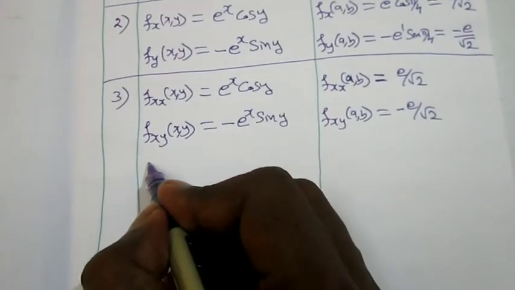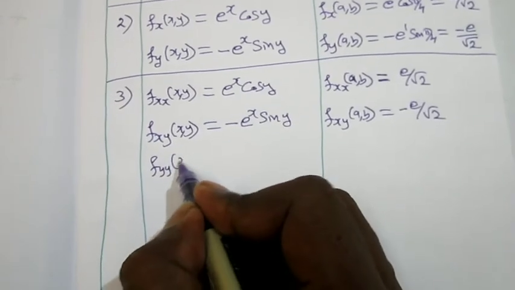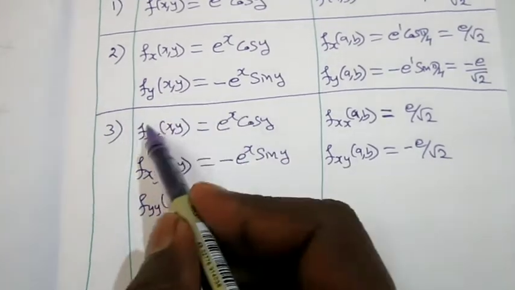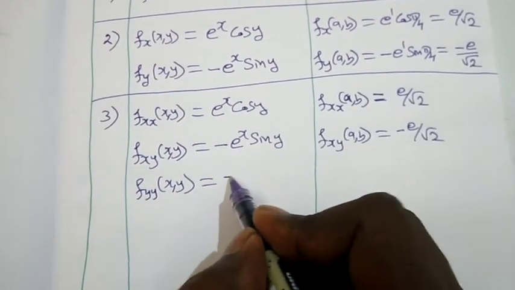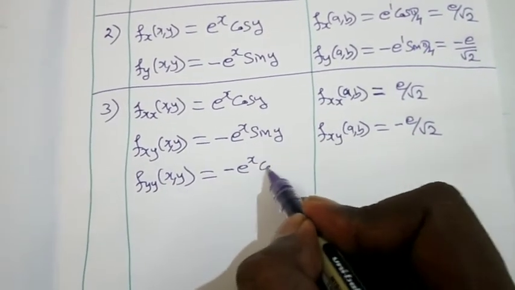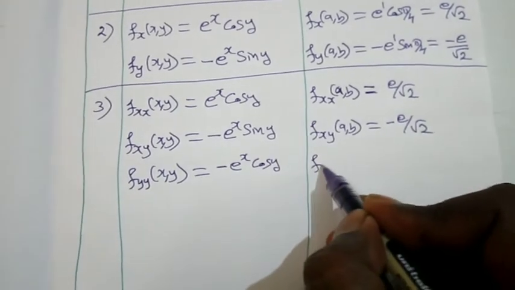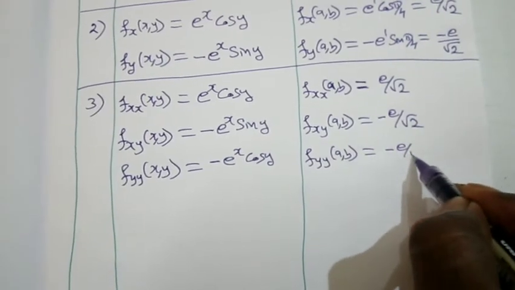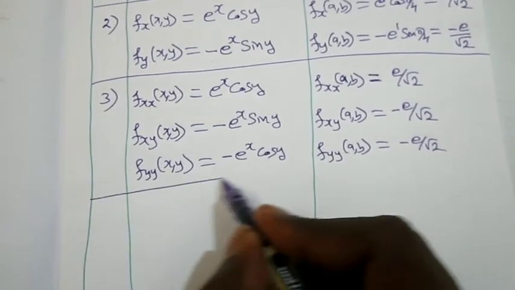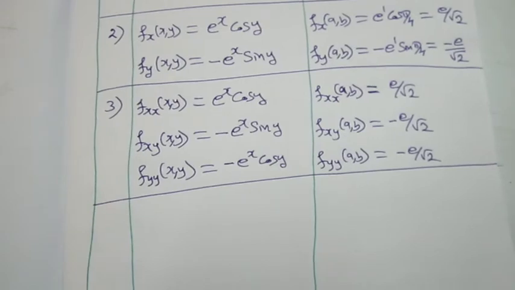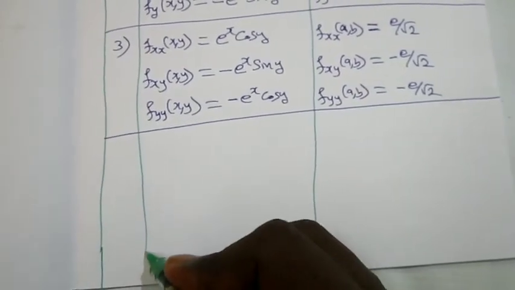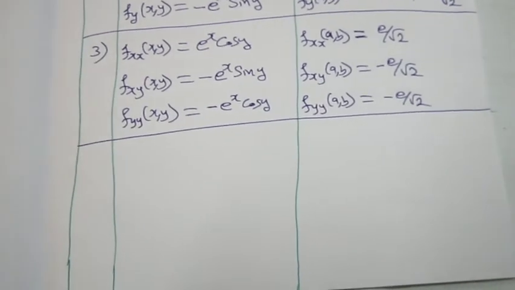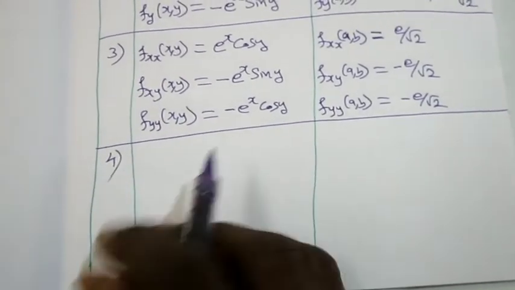Okay, next fyy of x comma y. Already we found fy, one more time with respect to y, sin y differentiated is cos y. So minus e power of x into cos y. So that fyy of a comma b is equal to minus e by root 2. So this is also over. Next I want to find the third derivatives, because the question is up to third degree. Up to third degree means we want to find up to three derivatives. So the fourth term.